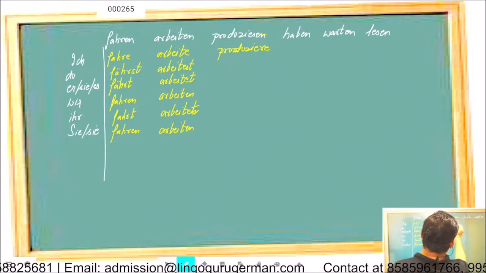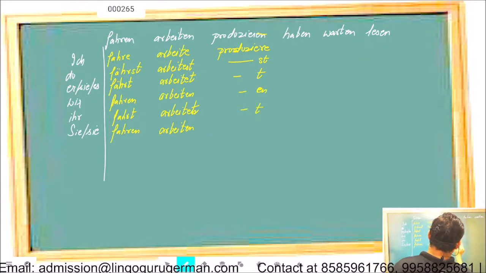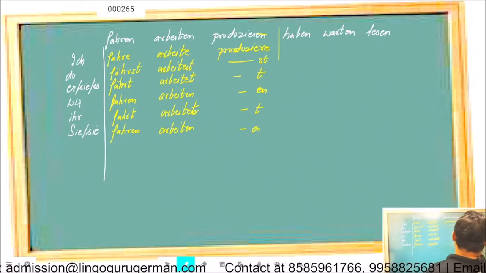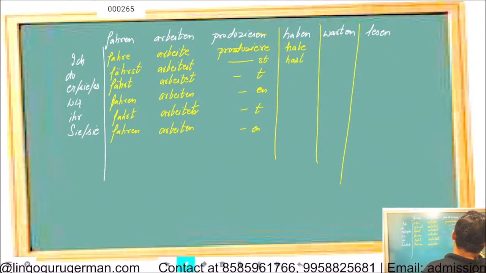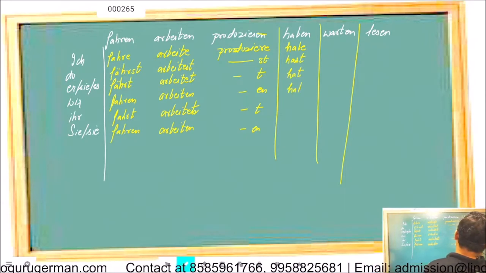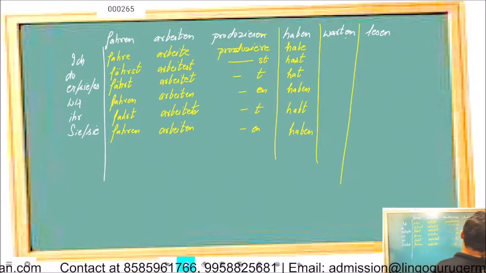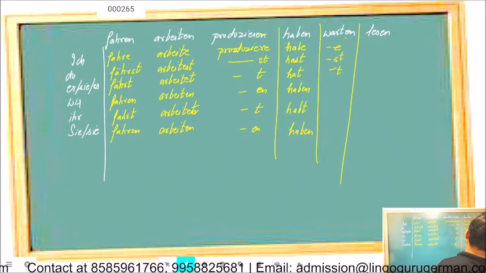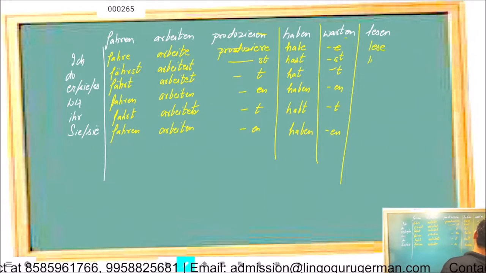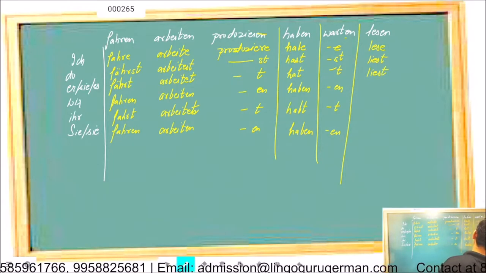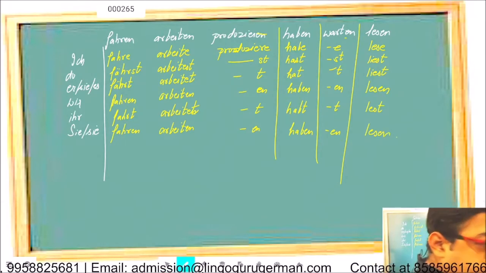Ich produziere, regular verb. Just remove en from the end. Produzierst, produziert, produzieren, produziert, produzieren. Irregular verb: habe, hast, hat, haben, habt, haben. Regular verb: e, st, t, en, t, en. Irregular verb: ich lese, du liest, sie liest, wir lesen, ihr lest, sie lesen.